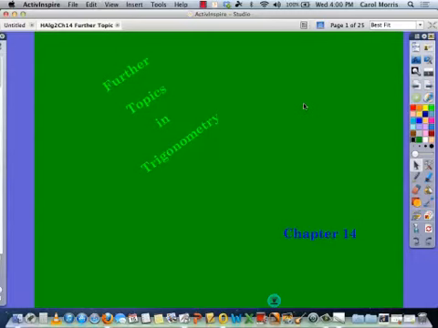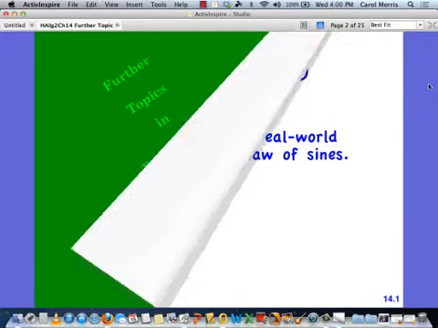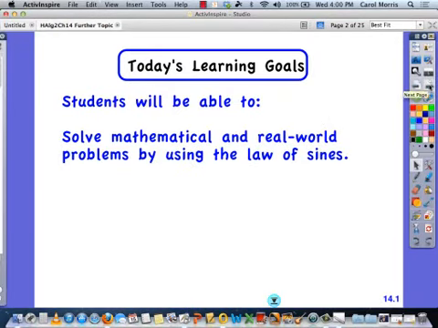All right, today's lesson will be dealing with the law of sines. We've dealt with some trigonometry: sine, cosine, tangent, all the inverses, cotangent, cosecant, secant, and now we're going to use them even a little farther. But most of our work has been in right triangles, and this is going to be a little outside the box. So, we want to solve mathematical and real-world problems by using the law of sines. Okay, we can do that.